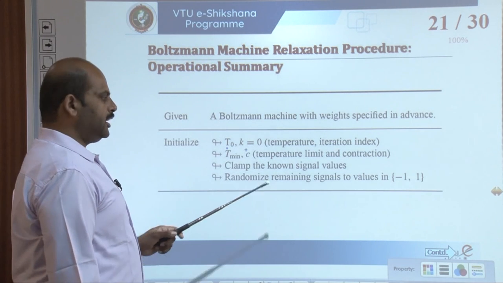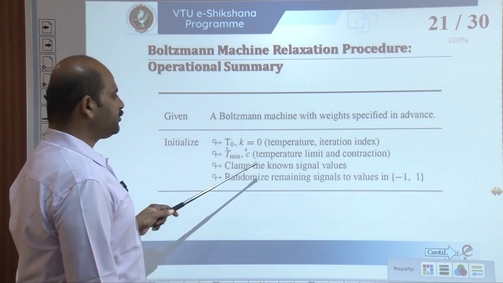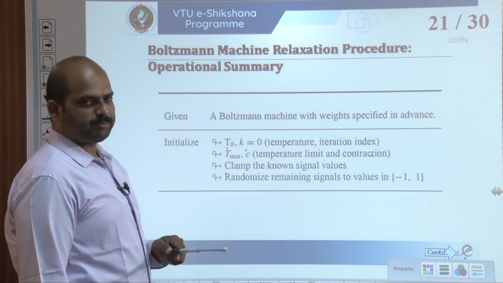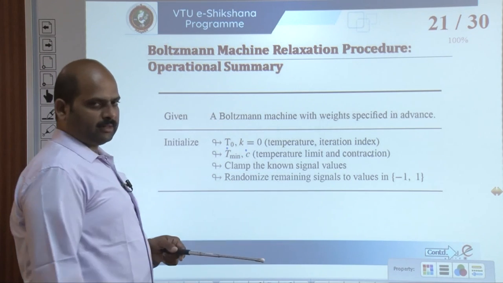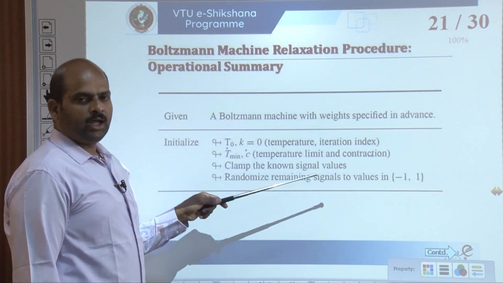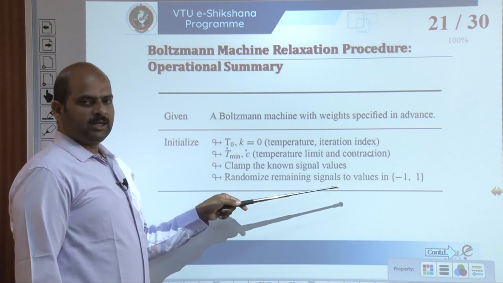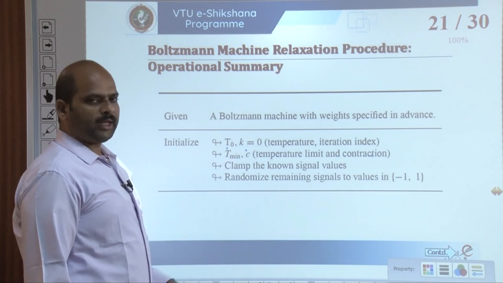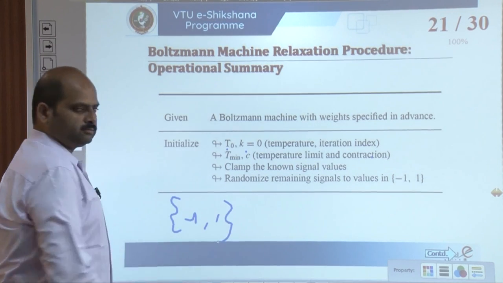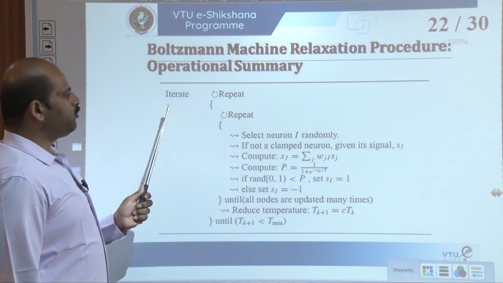It has to be initialized, and we have to identify the temperature limit and check the critical value, as we have already discussed in the previous class. We need to clamp the known signal values. Then we have to randomize the remaining signal values to a value in the set {-1, 1}. That is the most important thing. Understand? Later we have to iterate.